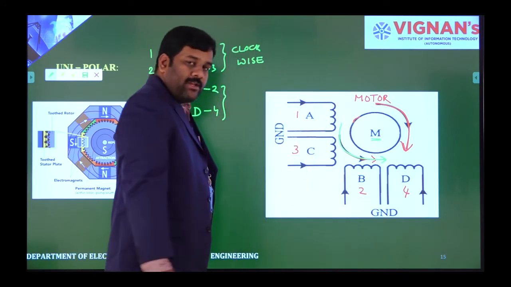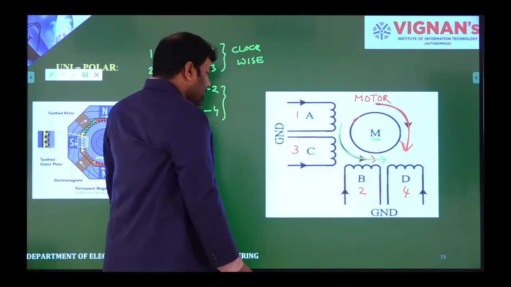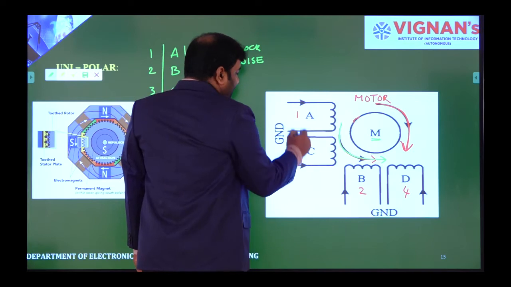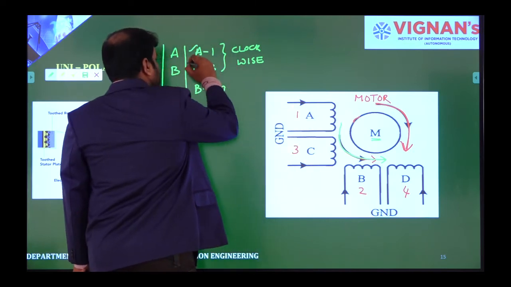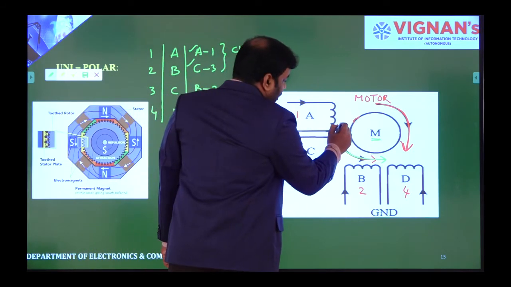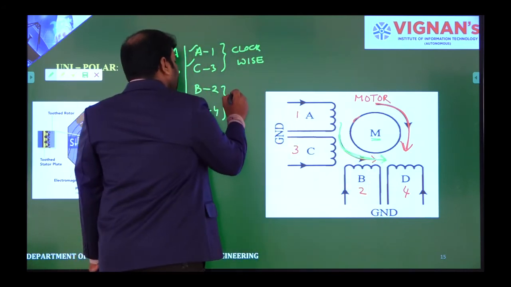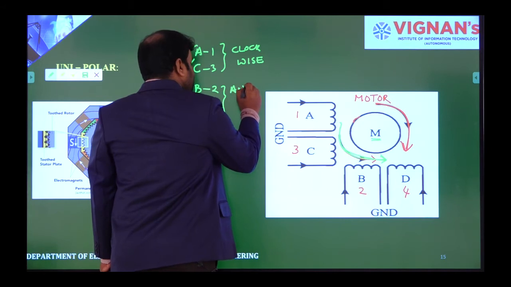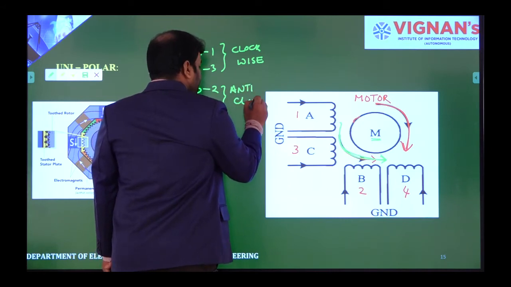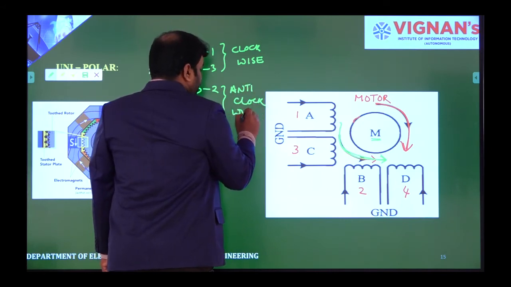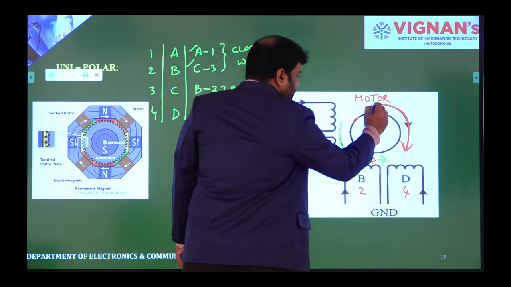Means when you are giving current or power supply to the windings in clockwise direction, then the motor is operating in anti-clockwise direction. If you are giving in anti-clockwise direction, then the motor is operating in clockwise direction.